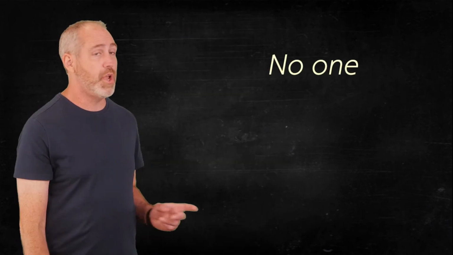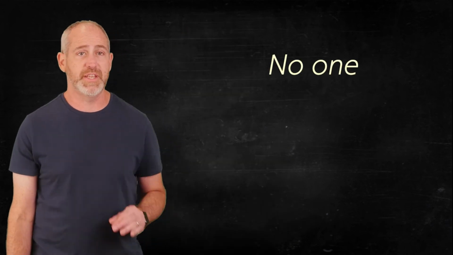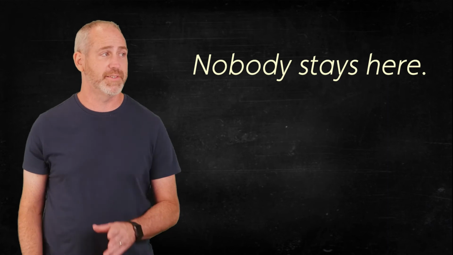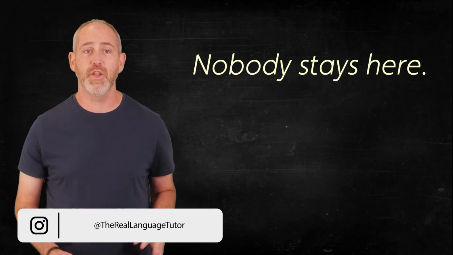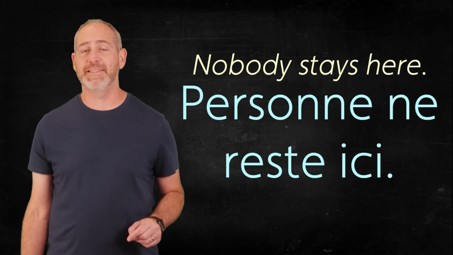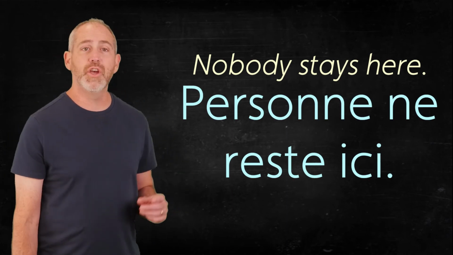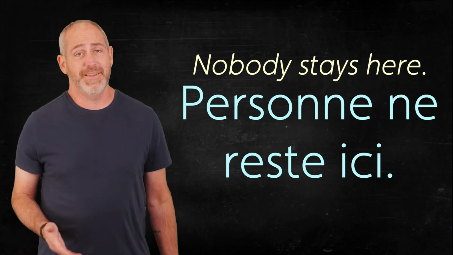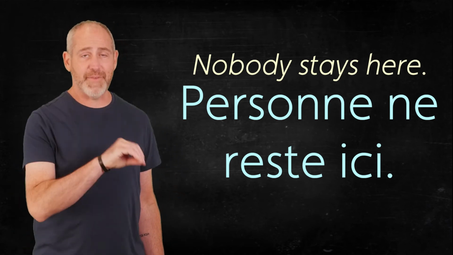Now, let's look at two of these in a different way. A while ago, we had two of these in the middle of the sentence. Now we're going to use them to start the sentence. Yes, that can happen as well. The first one is no one. If I were to say nobody stays here, this is a bad hotel, whatever the case may be, I could say: Personne ne reste ici. So now we've got ne coming after personne.